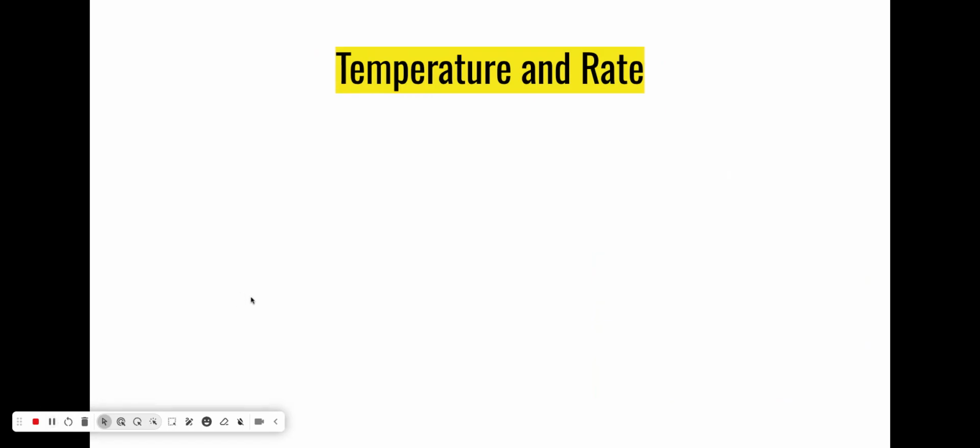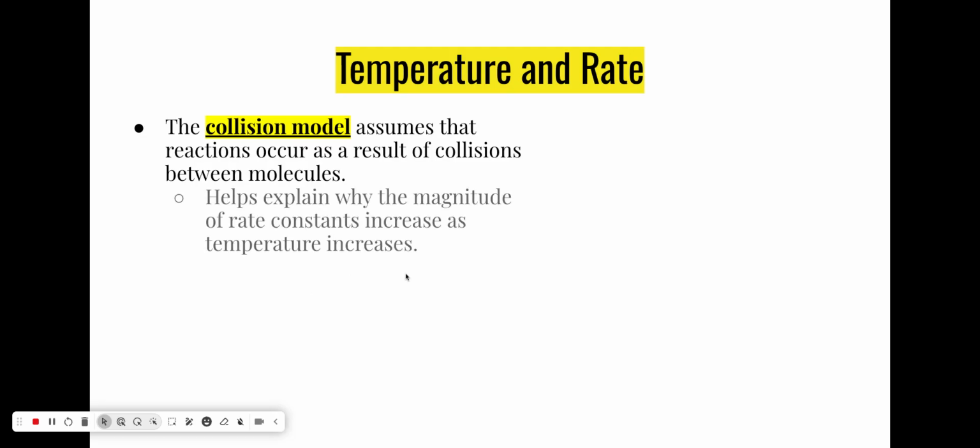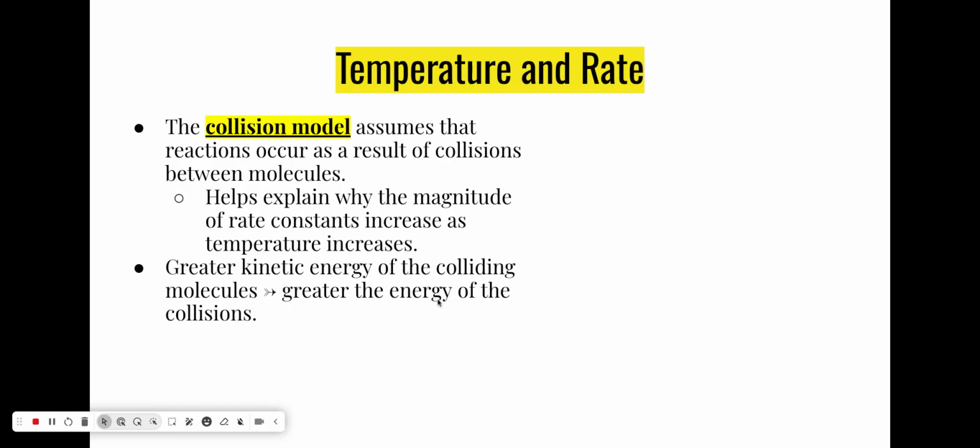So in terms of discussing temperature and rate, what we want to look at is the collision model, okay? The collision model assumes that reactions occur as a result of collisions between molecules, like we just said on the previous slide. This helps explain why the magnitude of rate constants increases as the temperature increases, okay? Greater kinetic energy of the colliding molecules equals greater energy of the actual collisions. Kinetic energy, of course, depends on temperature.